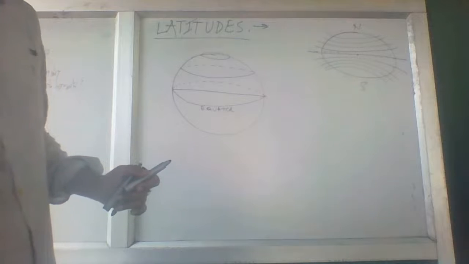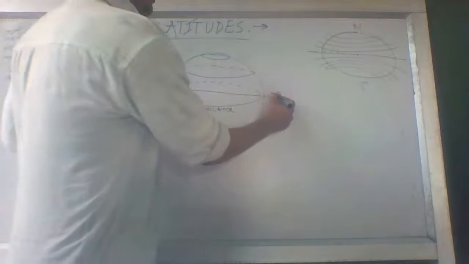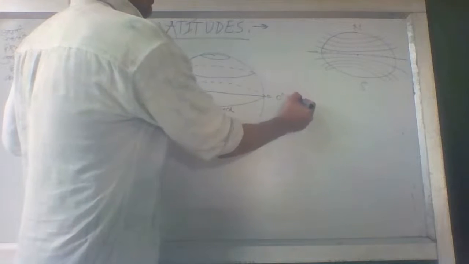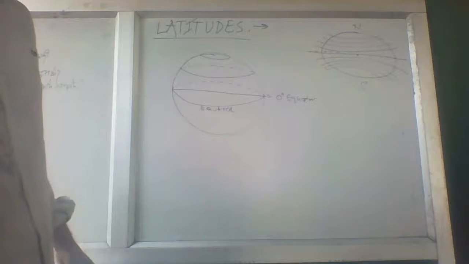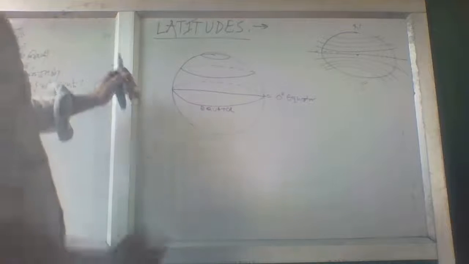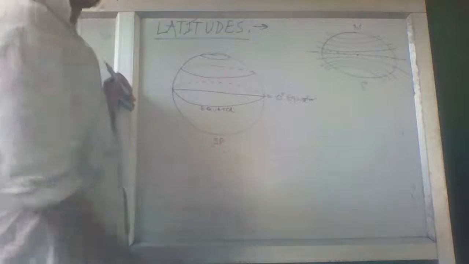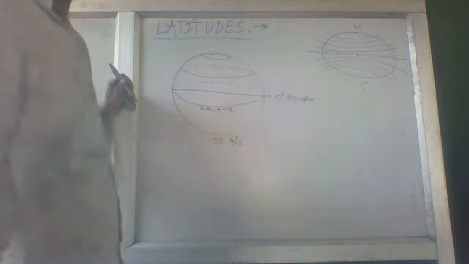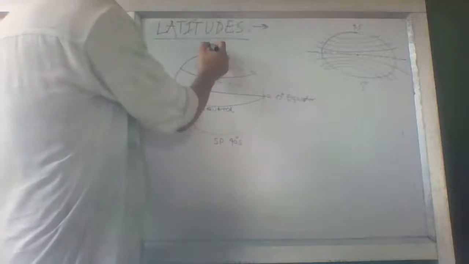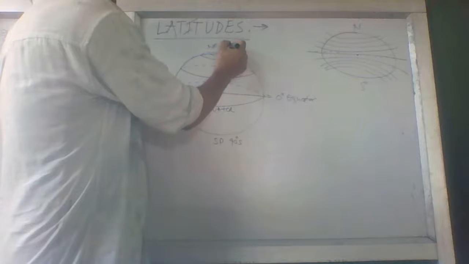Equator. This is 0 degree equator. This is South Pole, 90 degree south. Upper is North Pole, NP, 90 degree north.